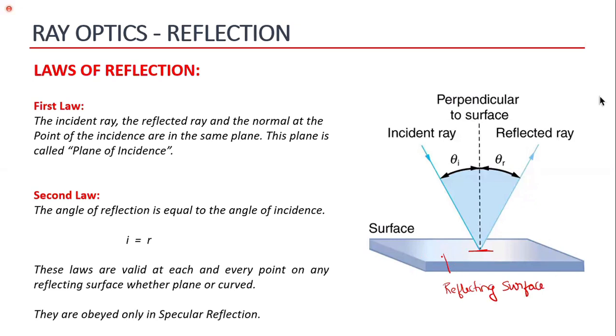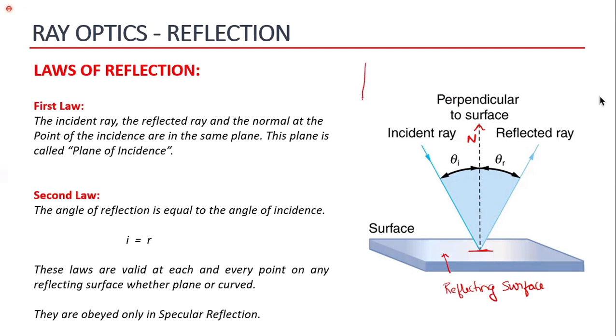Okay, this is your reflecting surface. Now for this surface, I'm going to take a normal. So obviously this is your normal to the surface, right? So the incident ray, reflected ray, and your normal will always lie in the same plane.